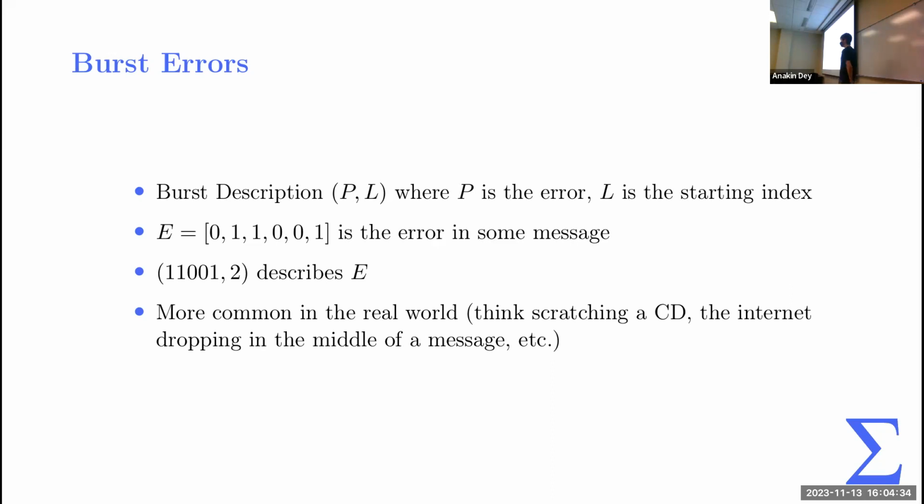Burst errors are common in the real world. Packets can get dropped during transmission, you can scratch a CD. Errors typically happen all at once, and they're not randomly distributed. So this is why burst errors are a thing. This is why we like to group them and have a nice, concise description.